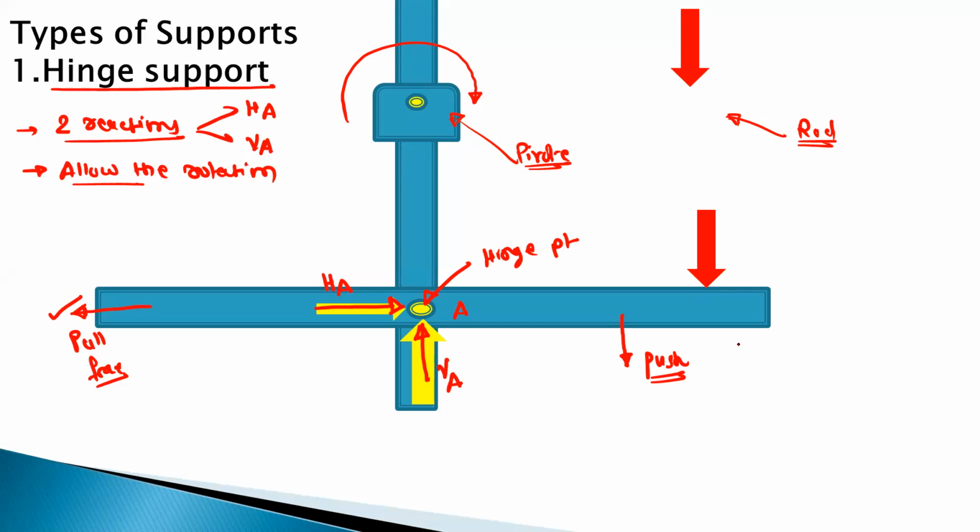Okay. So the representation is, if this is the rod, then this is the representation for the hinge support. And when you draw the free body diagram for the hinge support, that means we have to isolate this rod from the surrounding.